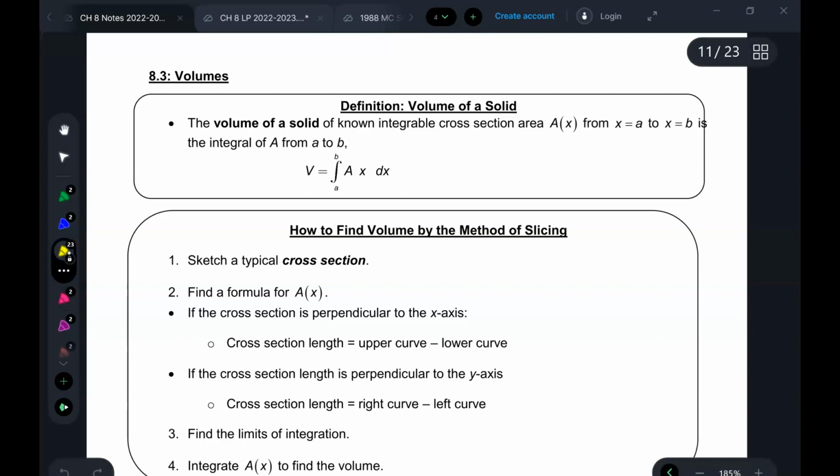Okay, so volume. Finally, volume. We're going to do volume two different ways. One is working with what are called cross sections, and another way is when you take a base and you rotate it and you get a solid of revolution. So first of all, let's start with the definition. It's just the integral of area.